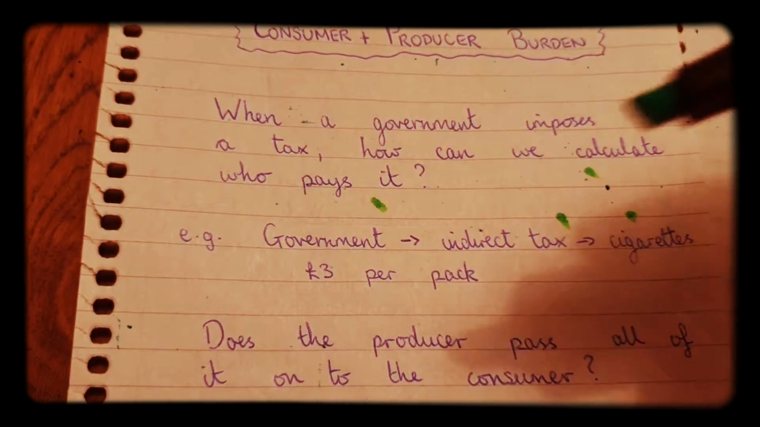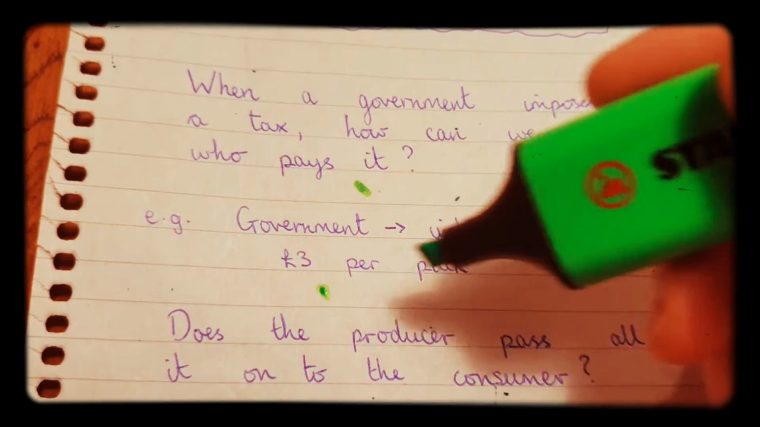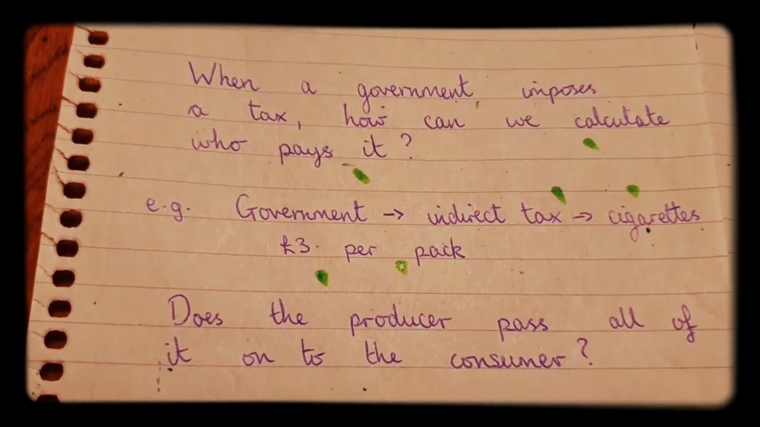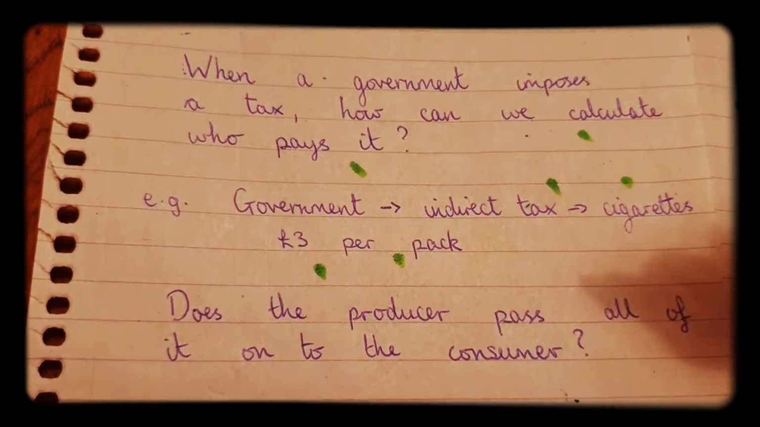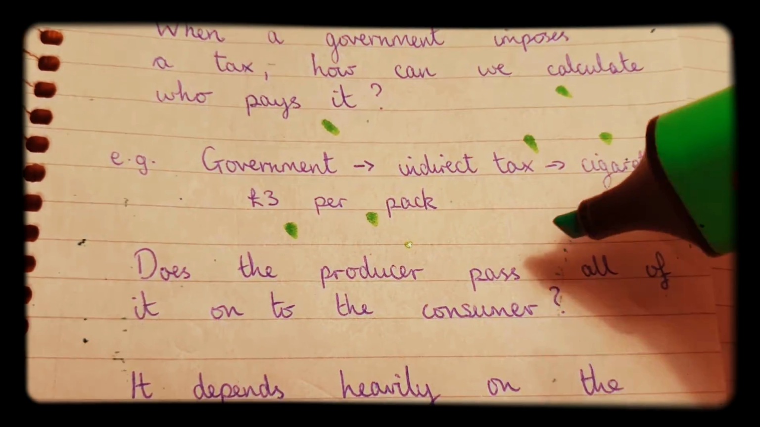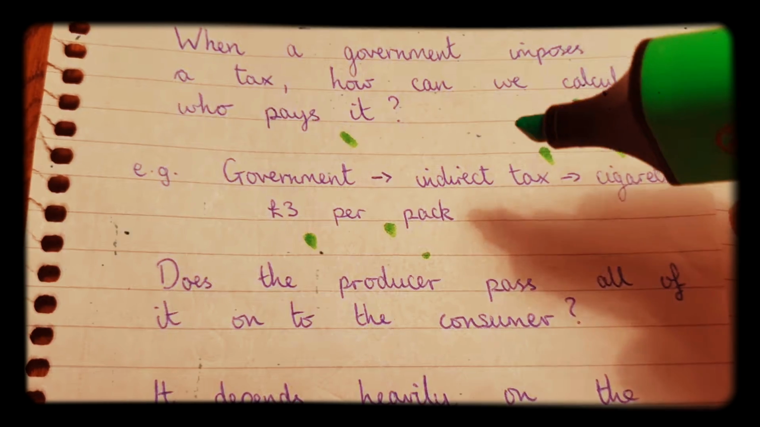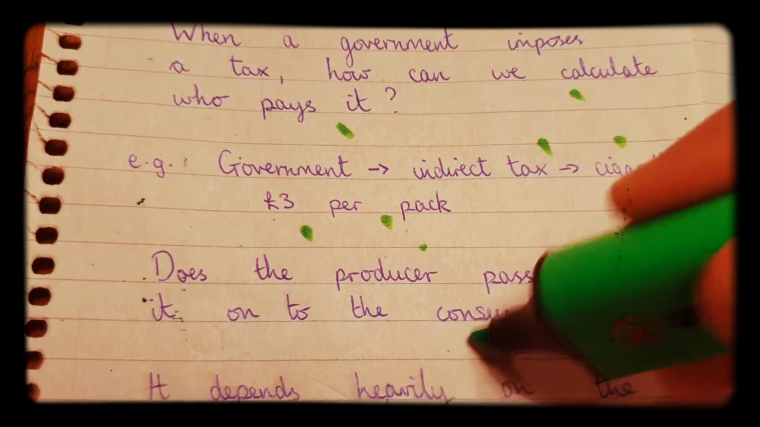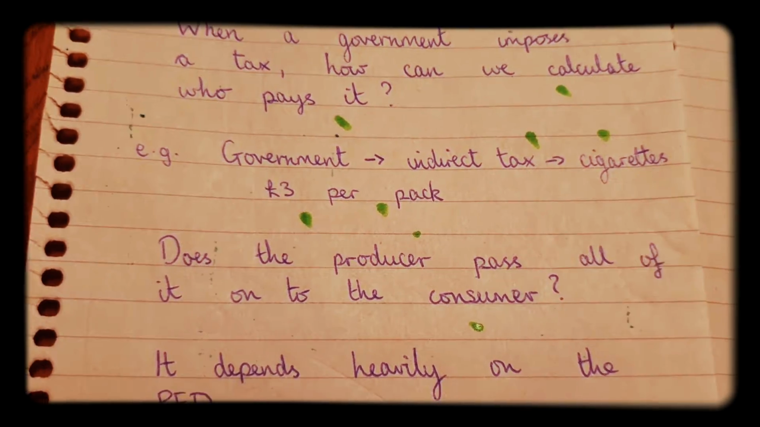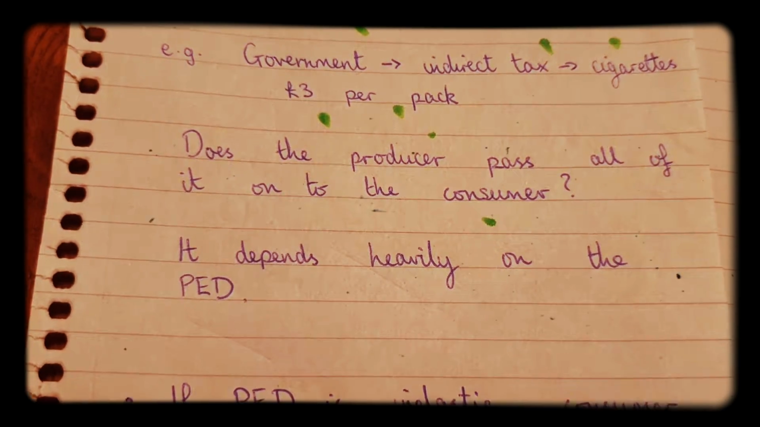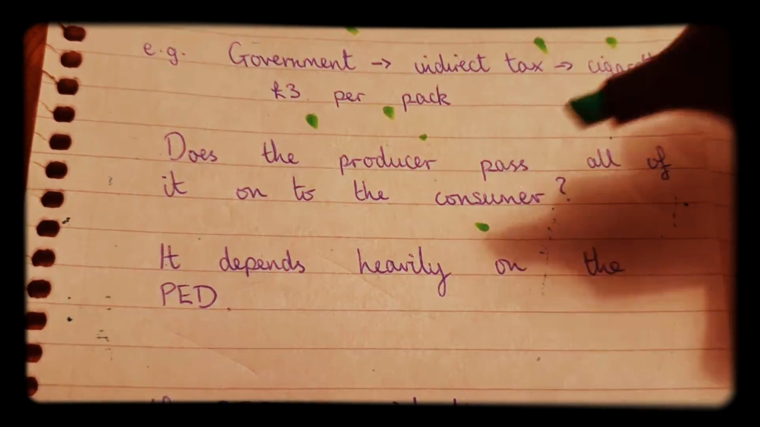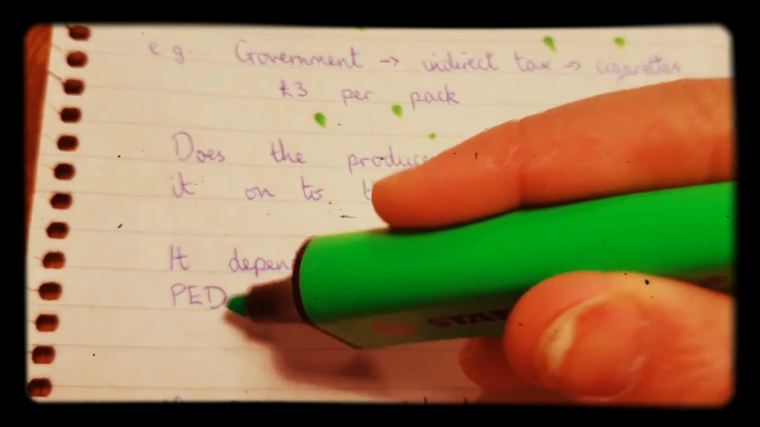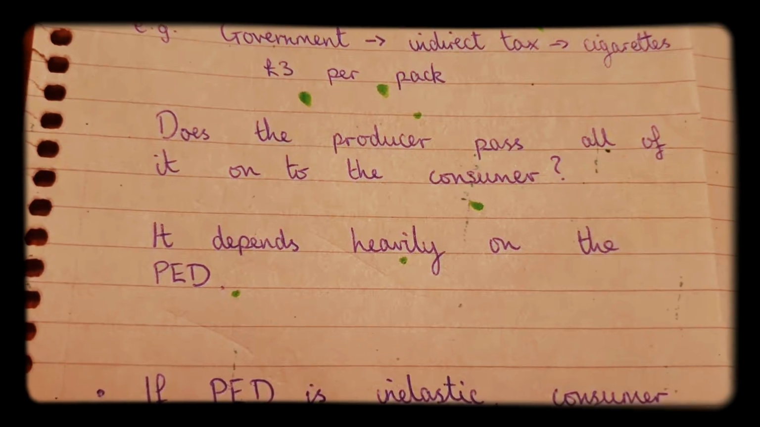For example, a government imposes an indirect tax on cigarettes. Let's say that this tax is £3 per pack. The question is, does the producer pass all of this £3 on, does all of it get paid by the consumer? And the answer is it depends heavily on the PED, the price elasticity of demand.